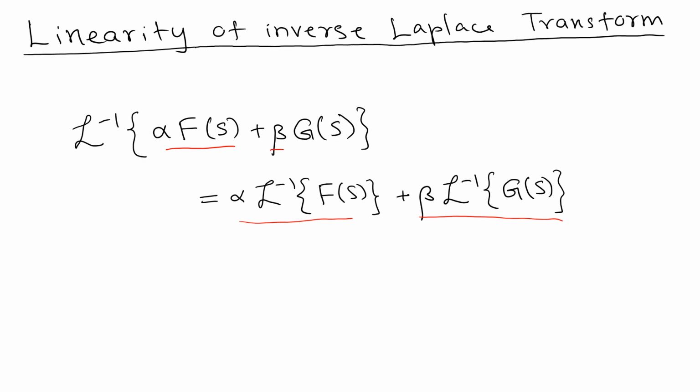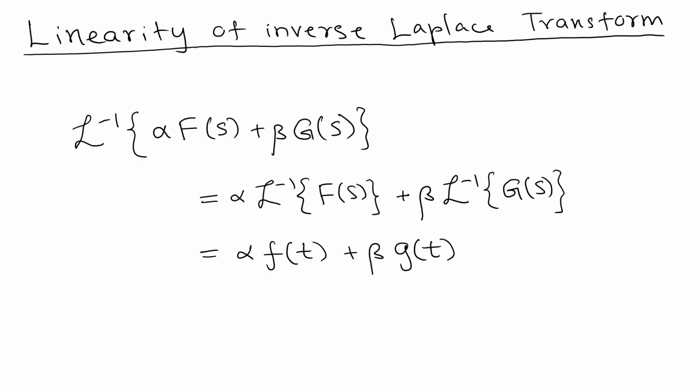So that means in the next line you can write alpha F(s) with the original function being f(t), and for the next one, g(t) is the original function. So you can split like this and find the two functions. This is the most important property. So let's see how we can use this in the table method now.